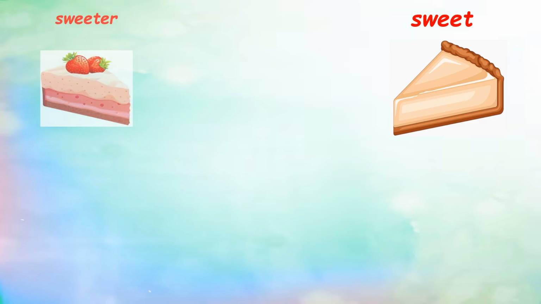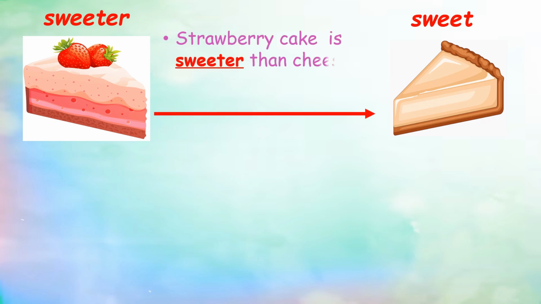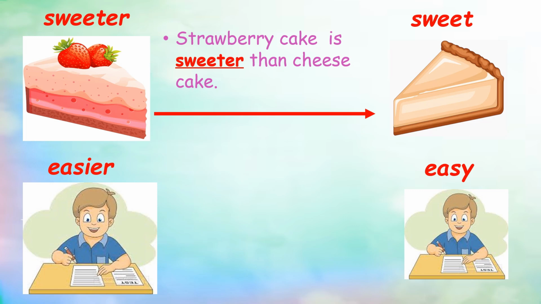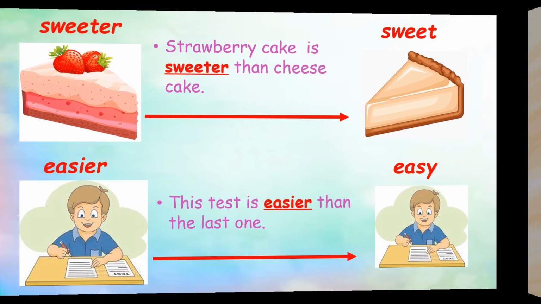In this picture, cheesecake is sweet, but the strawberry cake is more sweet. So we will say strawberry cake is sweeter than the cheesecake. In the same way, the last test was easy, but the current test is more easy. So we will say that this test is easier than the last one.